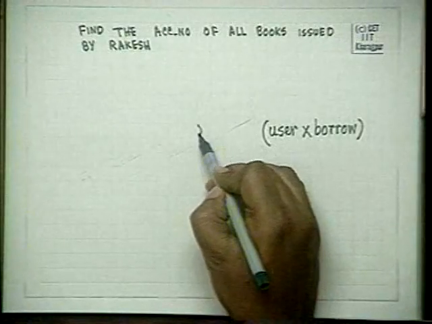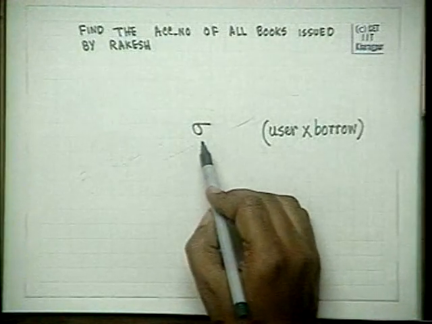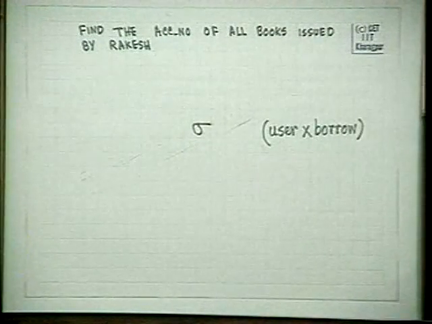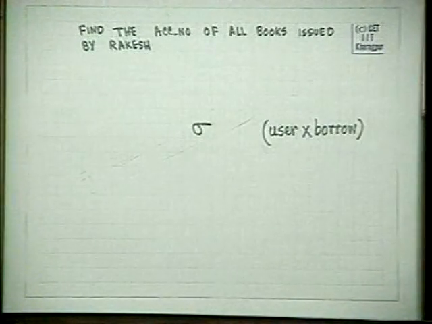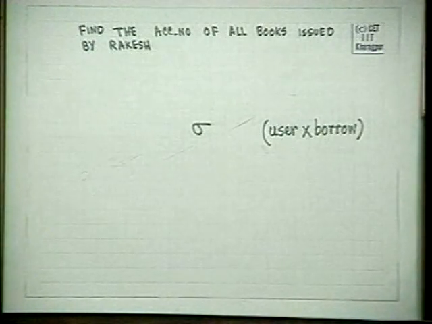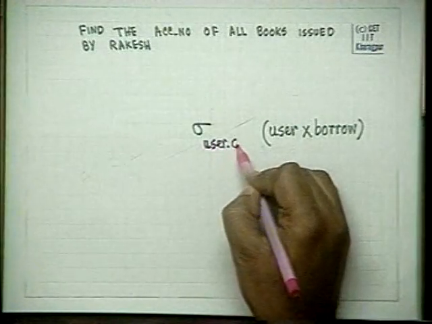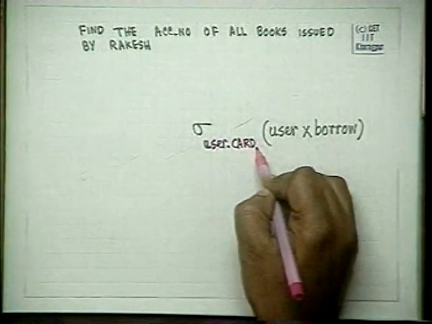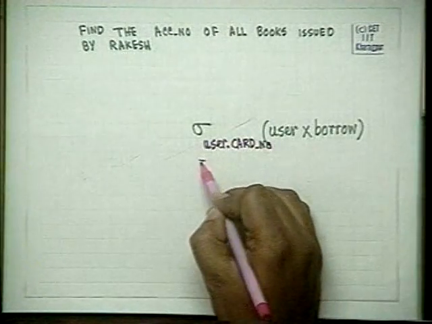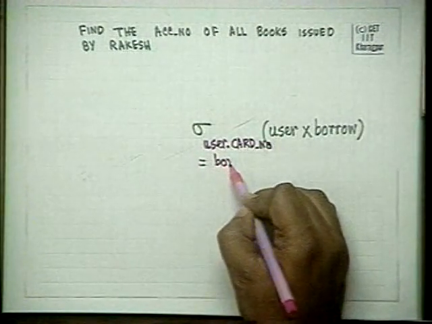So I will select out from there two types of entities. One, I will select out user.card number must be equal to borrow.card number.